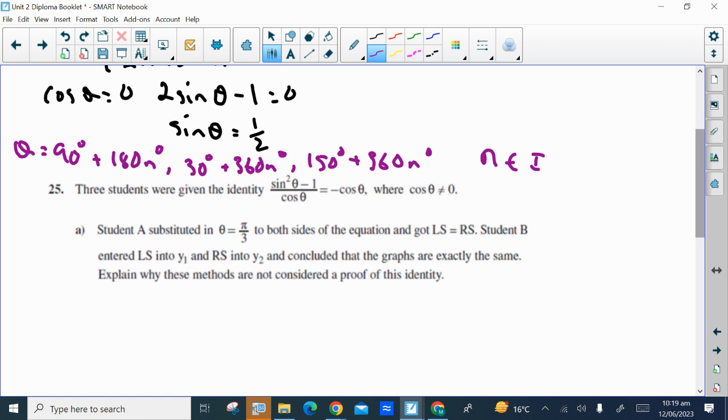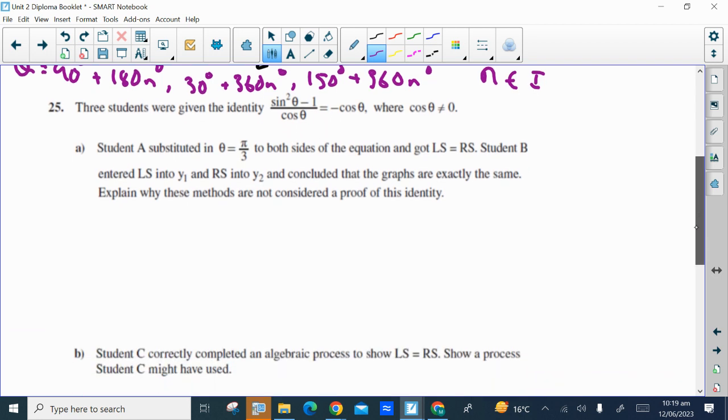Number 25, 3 students were given the identity there. Student A substituted theta equals pi on 3 into both sides of the equation and found that the left side equaled the right side. Student B entered the left side into y1, right side into y2, concluded that the graphs are exactly the same. Explain why these methods are not considered a proof of the identity.